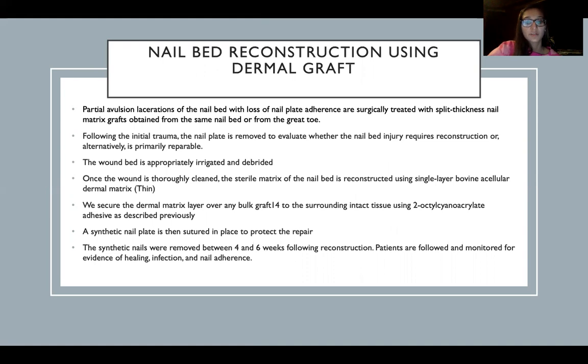Once the wound is thoroughly clean, the sterile matrix of the nail bed is reconstructed using the single bovine dermal matrix. Then the dermal matrix layer is secured over any bulk graft to the surrounding intact tissue using Dermabond adhesive. A synthetic nail plate is then sutured in place to protect the repair. The synthetic nails are then removed between 4 and 6 weeks following reconstruction, and patients are followed and monitored for evidence of healing, infection, and nail adherence.